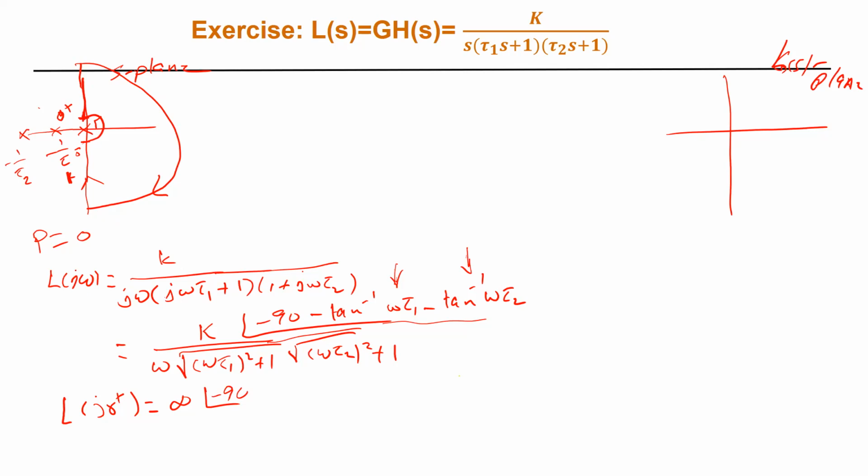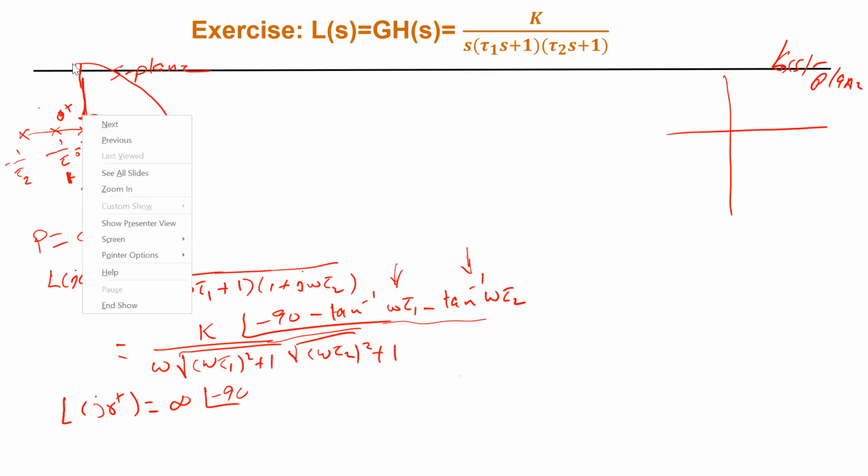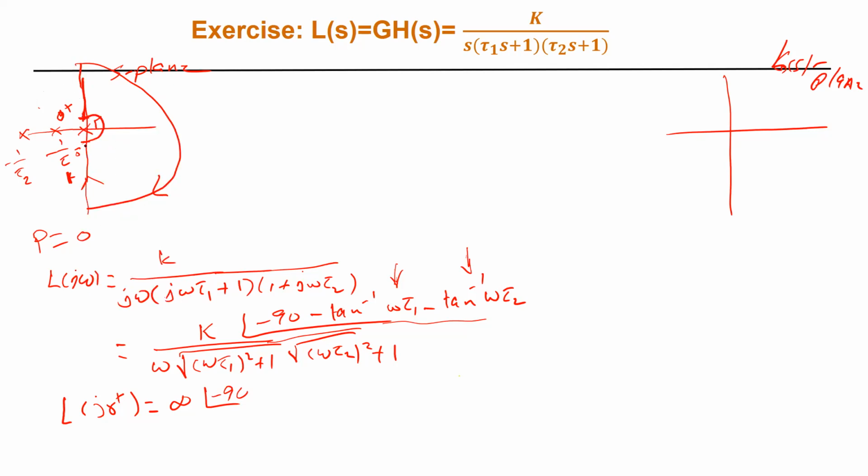So let's now sketch the path from 0 plus all the way to infinity and back to 0 minus. Let me start with 0 plus. With 0 plus, I will have magnitude equal to infinity, and the phase is going to be minus 90 minus something. So I will be somewhere in here.